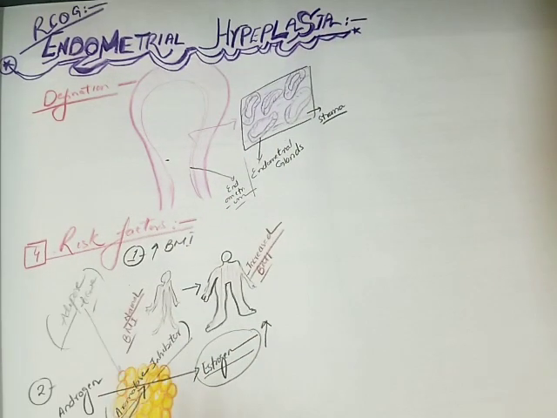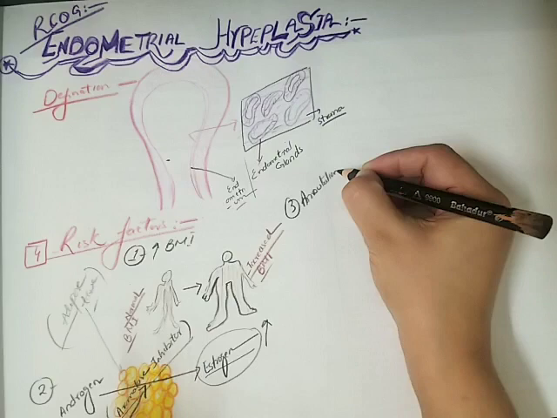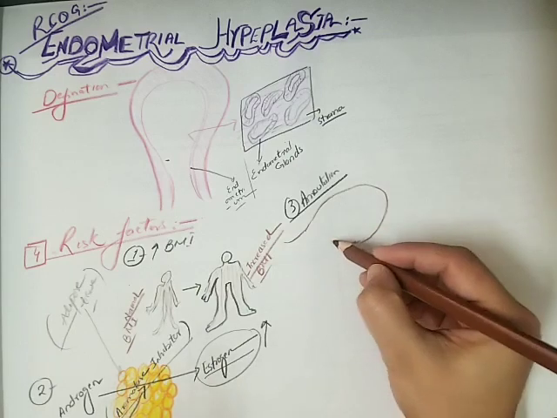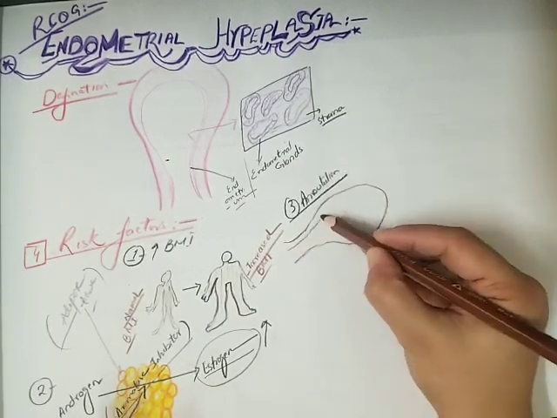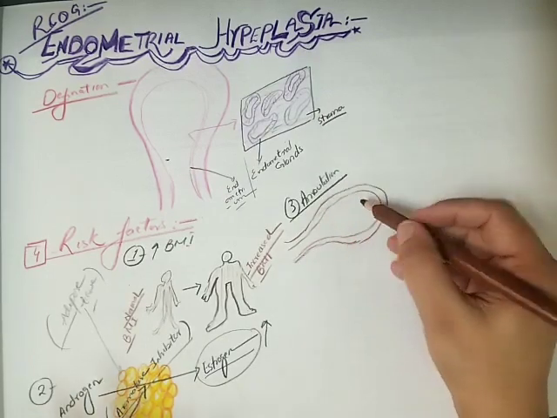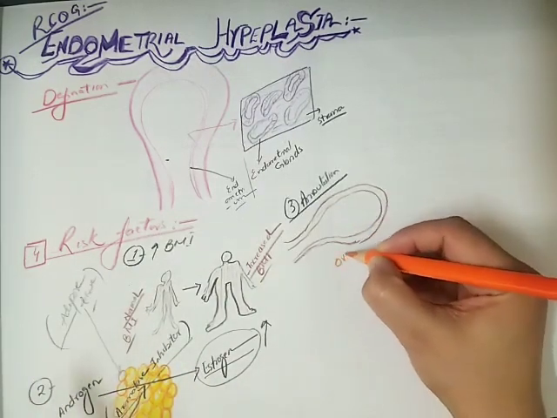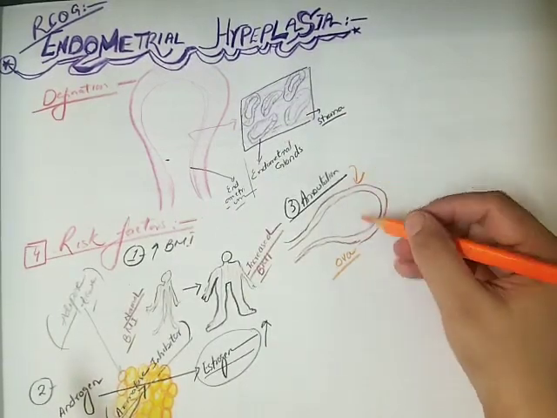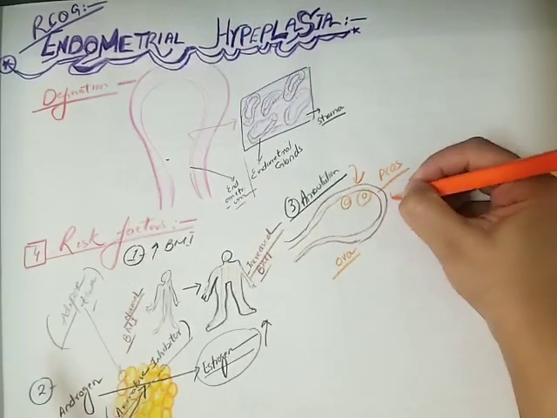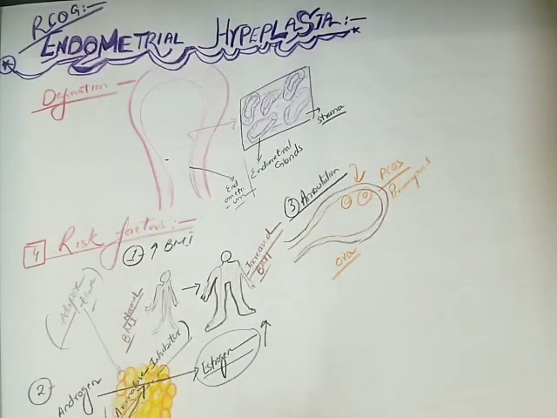The third risk factor is anovulation. This anovulation in the ovary is the result of several different factors. We are studying the risk factors of endometrial hyperplasia, but in turn those risk factors depend upon several other factors, like anovulation, in which there is no ovum formation. That may be the result of PCOS, or of the perimenopausal stage. Both can cause anovulation.